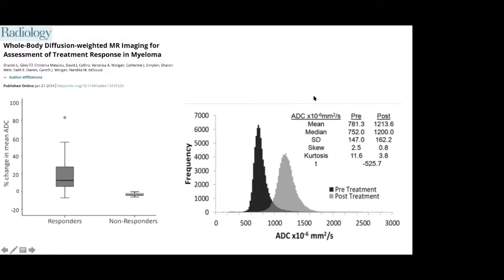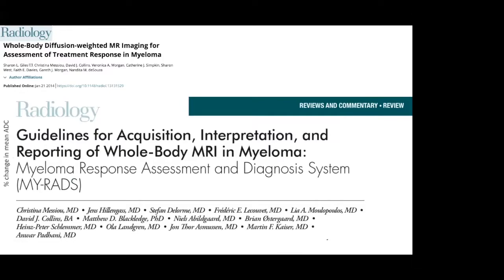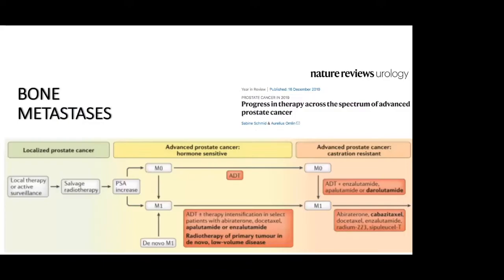And this is also reflected in this histogram, where this is the pre-treatment ADC, which is quite low. And then moving post-treatment, the ADC is increased, which shows that there's a favorable response. The main issue is, again, that there's not a lot of standardization. So a lot of work still needs to be done here. This is a good start. This is published by Christina Messiou, who's quite active in the field, and she reported on the guidelines for acquisition, interpretation, and reporting of whole body MRI in an attempt to get a more standardized approach and better studies.